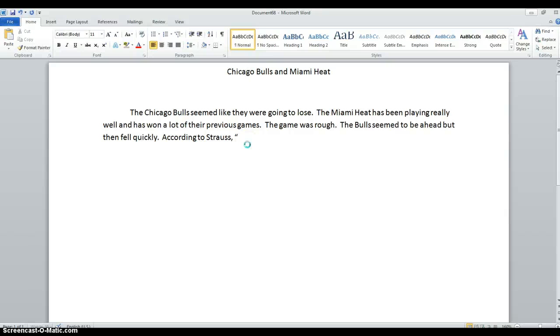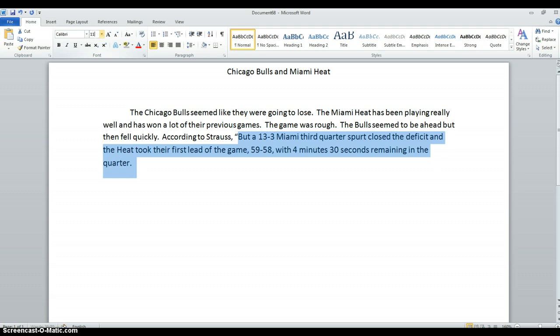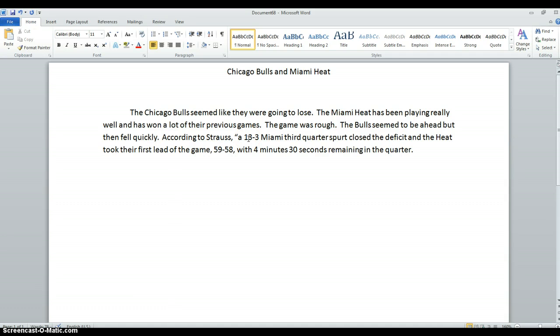It's loading. And we'll change my font to Calibri, size 11, so it's the same. So according to Strauss, make sure it makes sense, a 13-3 Miami third quarter spurt closed the deficit, and the Heat took their first lead of the game, 59-58, with 4 minutes and 30 seconds remaining in the quarter.